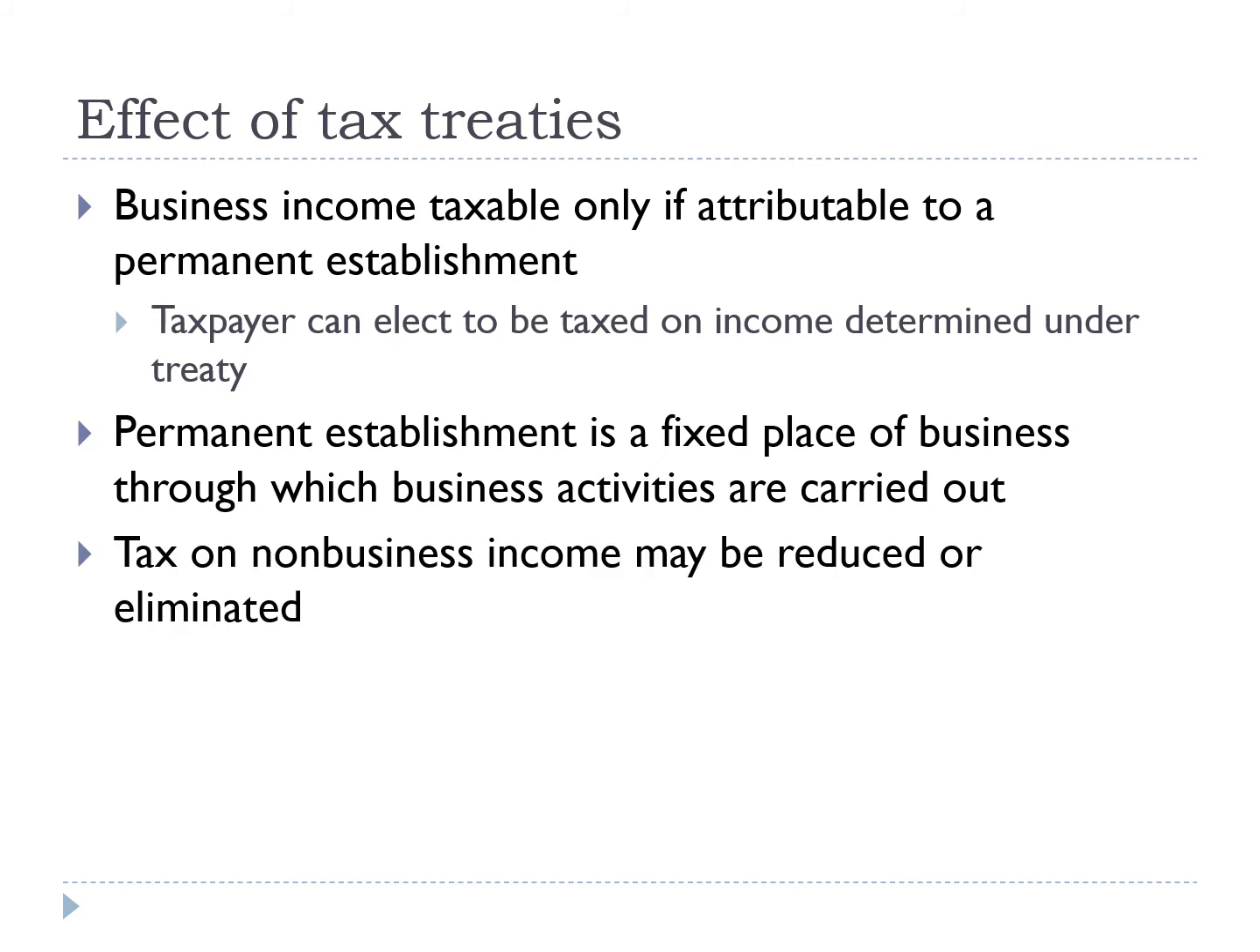Non-business income, including dividends, interest, rents, royalties, and other fixed or determinable annual or periodic income, which is not attributable to a permanent establishment in the United States, is taxed in the United States under the rules for non-business income discussed earlier. However, a treaty may eliminate the income subject to tax or may reduce the tax rate.